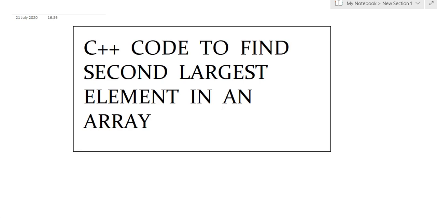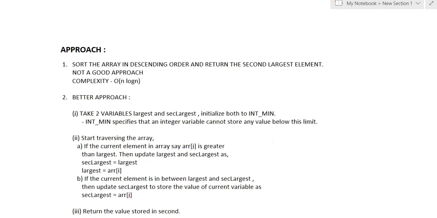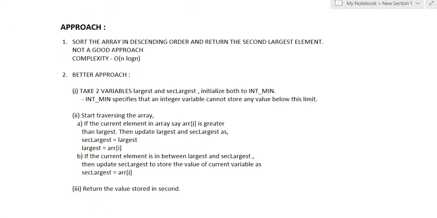So there can be two to three approaches for this problem. So let's discuss one by one. So, the first approach can be that we can sort the array in descending order and simply return the second largest element, which is basically the element which is present at index 1.